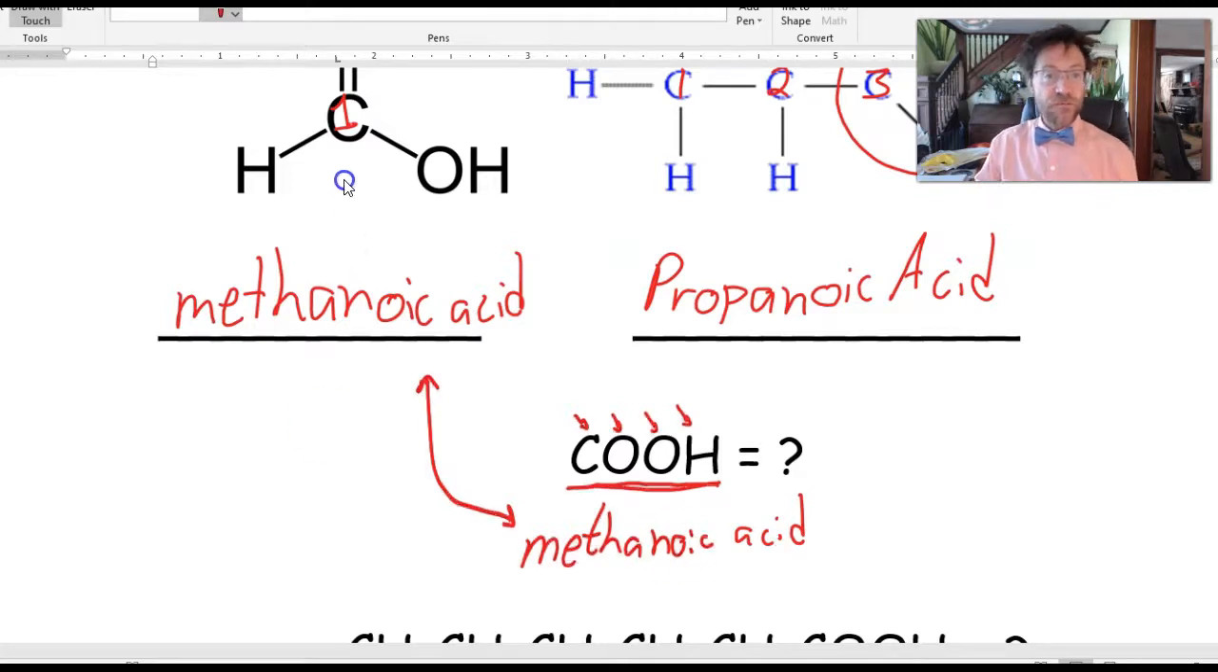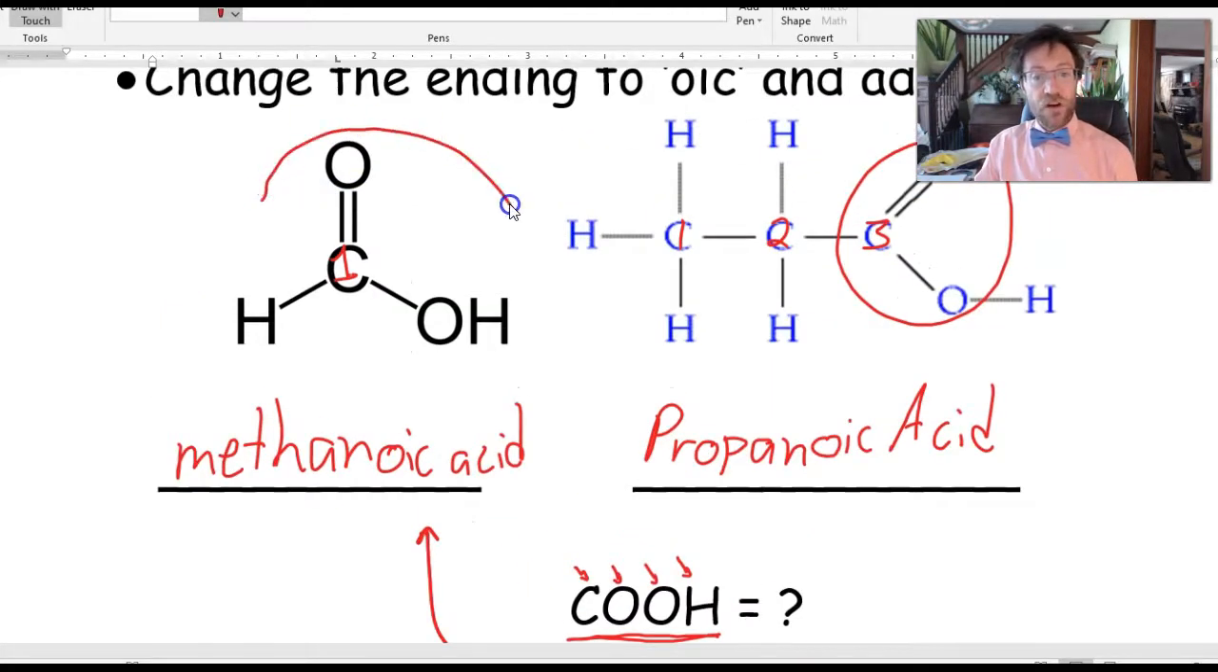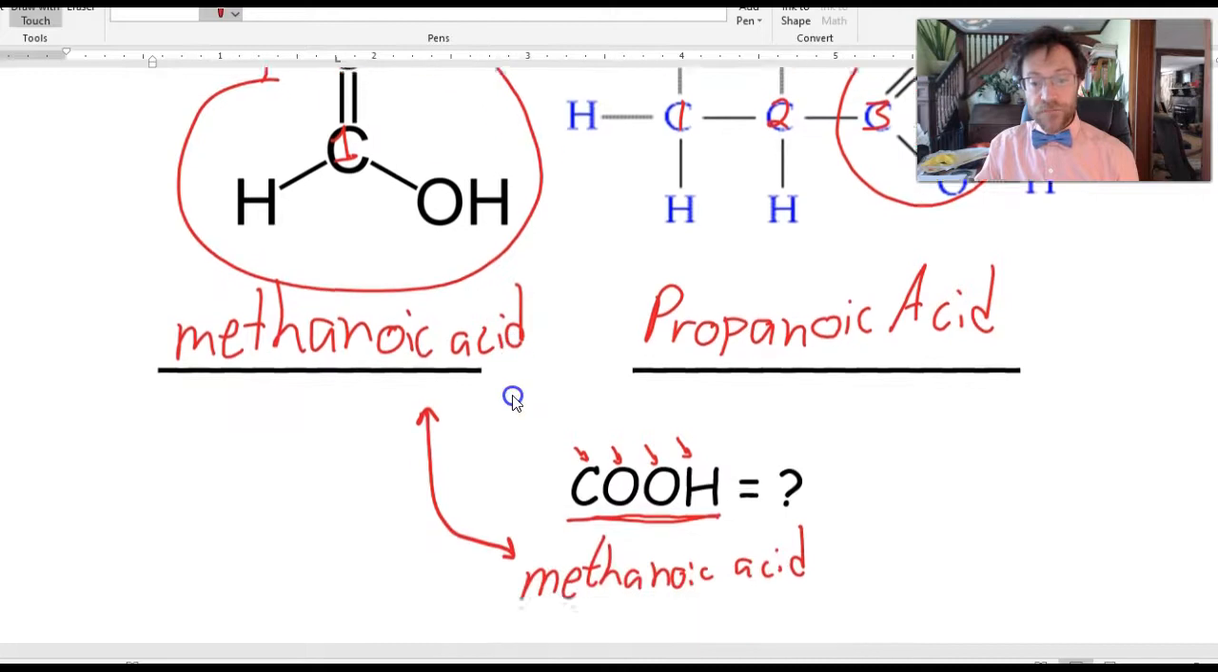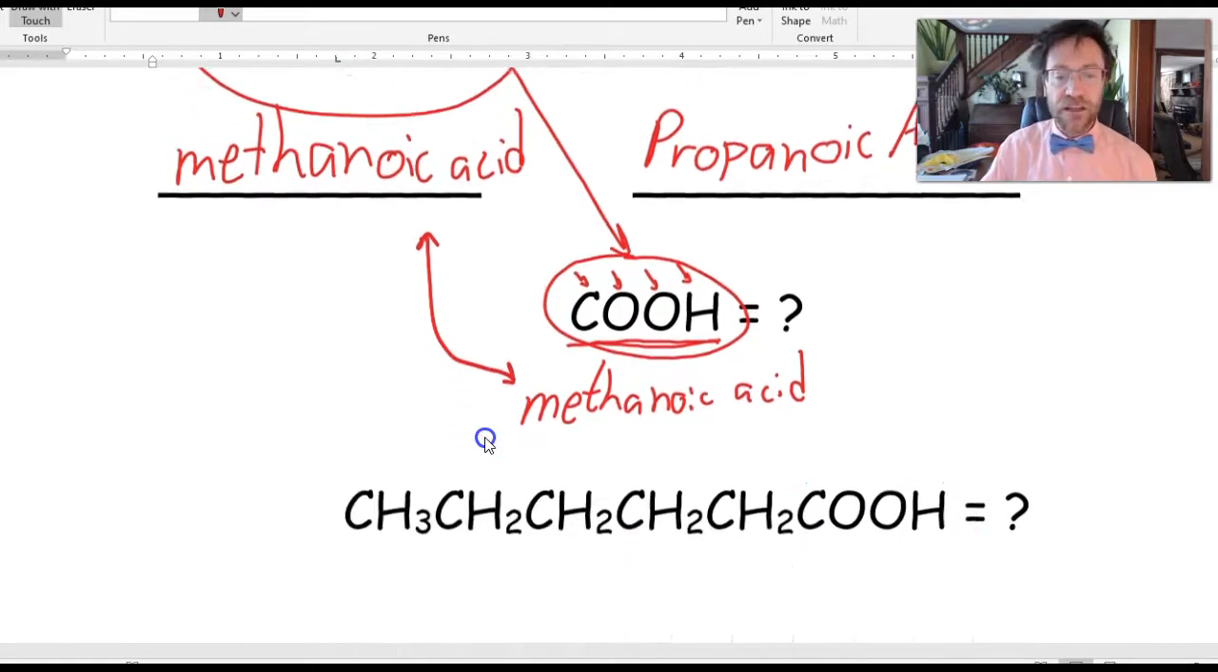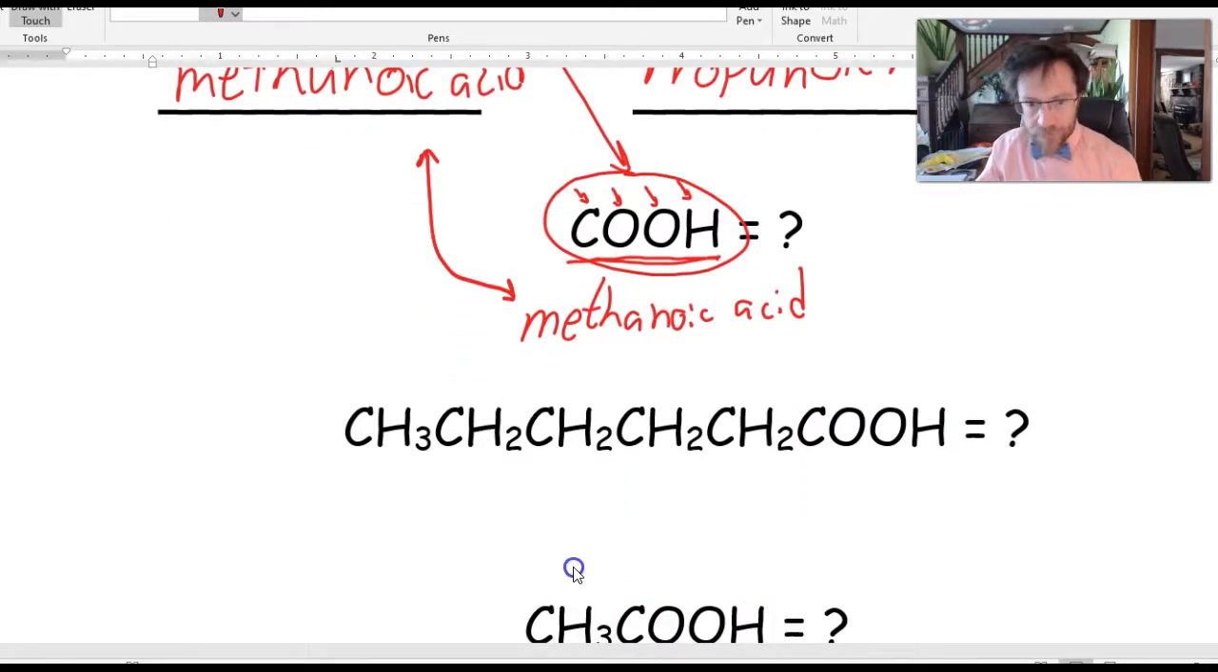Right? So this is the difference between your structural formula and your condensed structural formula. Same thing, just presented to you differently. All right, let's try. Okay, actually, this shouldn't be too bad.